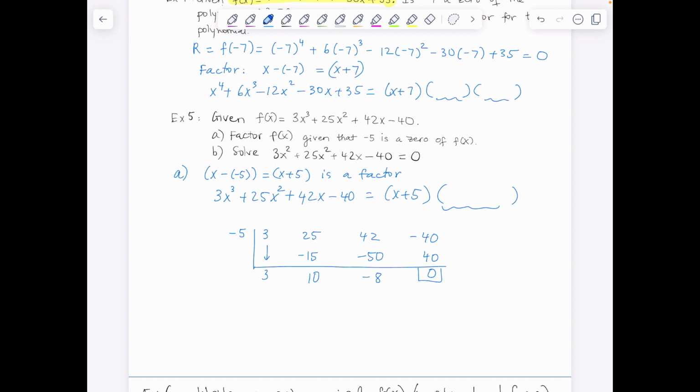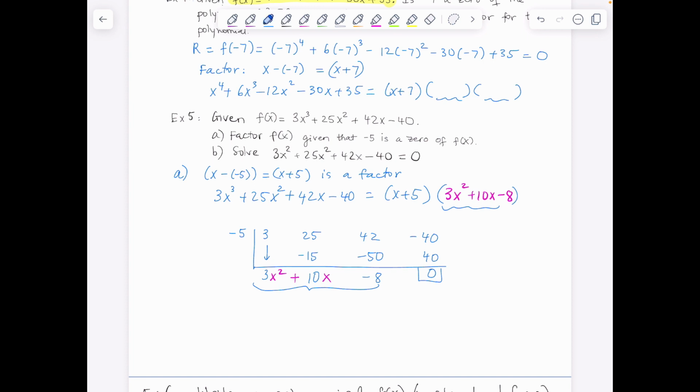So this not only confirms that negative 5 is a 0 of f of x because the remainder is 0, but it also helps us find the other factor that will go in here. That factor is going to be always 1 degree less than the dividend. Because the dividend is of degree 3, this will be of degree 2. So 3x squared plus 10x minus 8. And that polynomial will go right here.